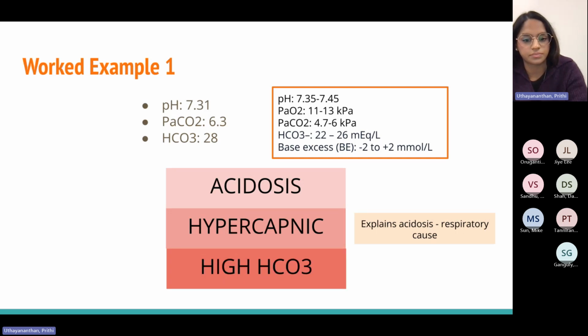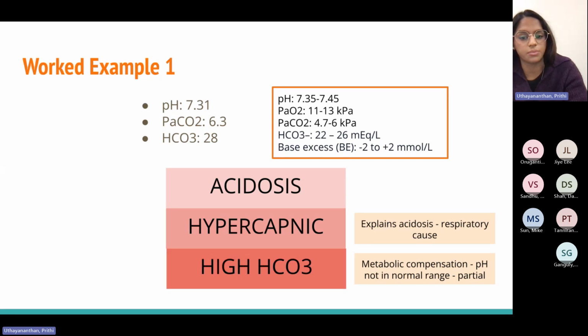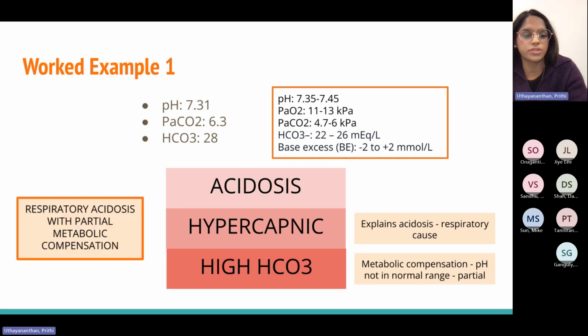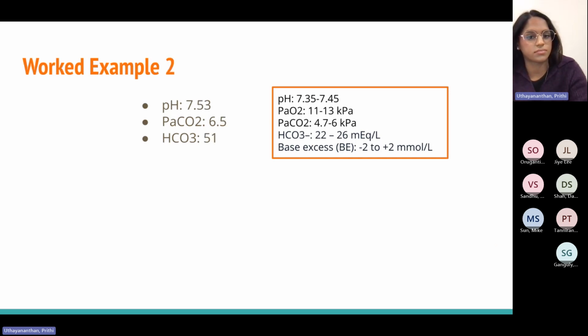And with the bicarb, there's high bicarb, and that indicates that there's some kind of metabolic compensation. But because the pH is not normalized yet, we can say that this is partial compensation. So overall, this is respiratory acidosis with partial metabolic compensation.